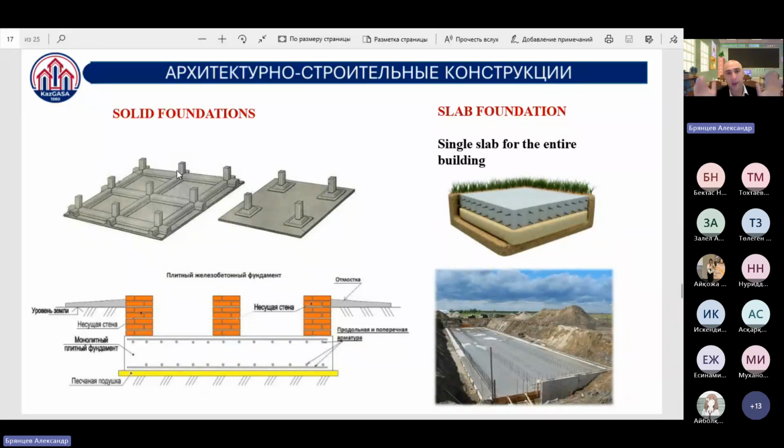But of course there are advantages. Yes, it can be used in seismic regions. It shows good schemes of load transmission for soft soils, for example, and it can resist differential settlements. So that's all I see.